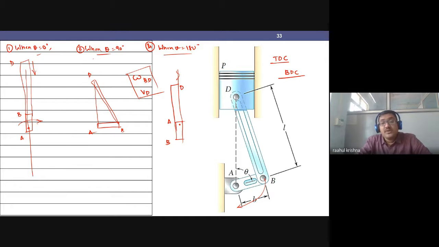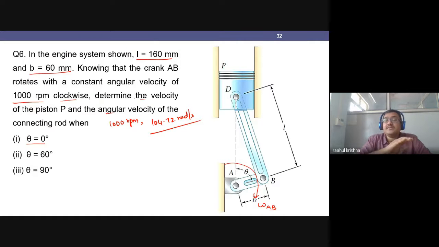What actually makes this question interesting is that for each of the three cases, my ICR position is different. Then my angular velocity depends on the length of the link, so that is also different. That is what makes this question interesting.